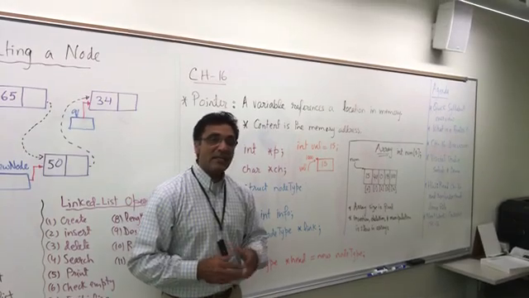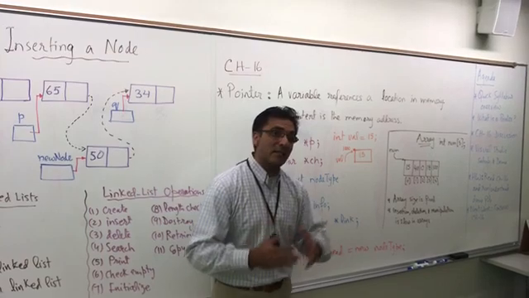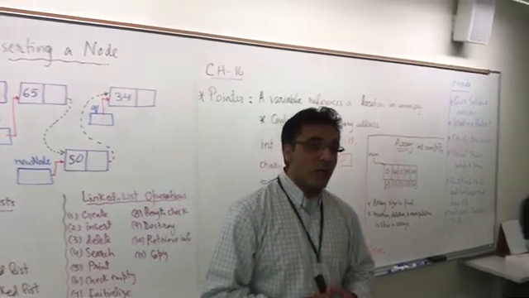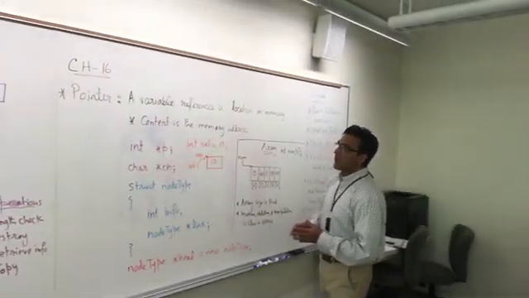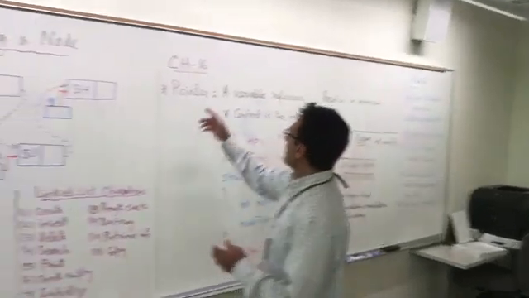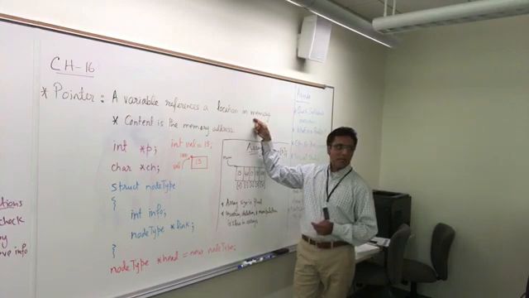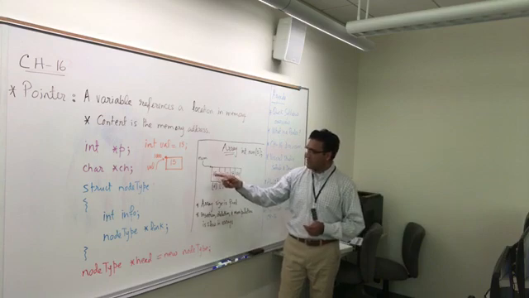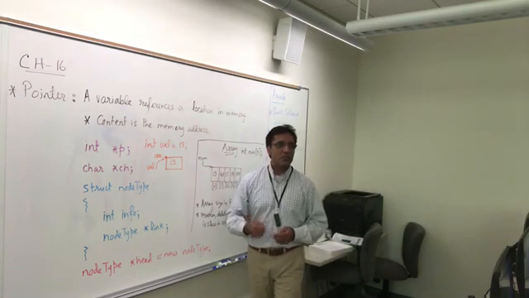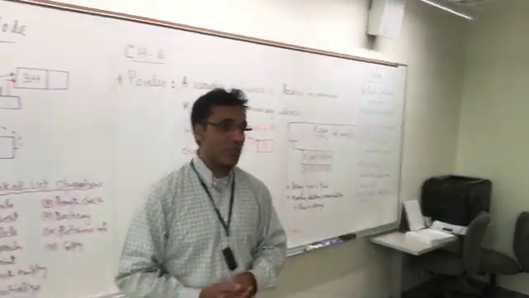However, there's a faster way to access the data. And that concept is called pointers. So a pointer is a variable which references a location in the memory. So instead of storing a real value, a value like this or a value like this, I can actually store an address, or I can point towards that particular location.